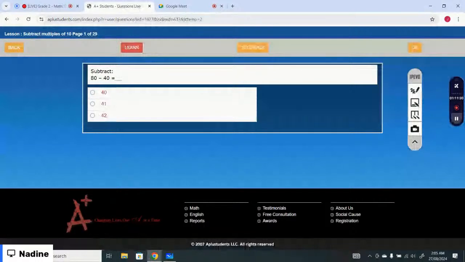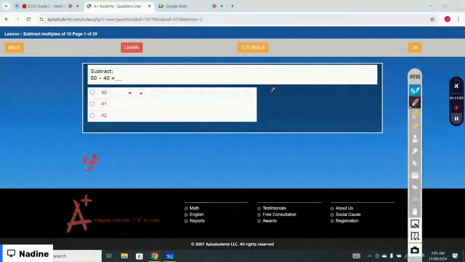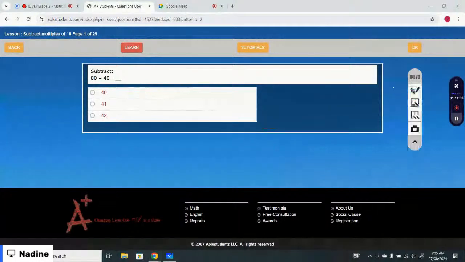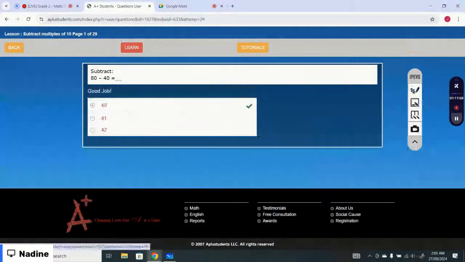Okay, the first one is subtract 80 take away 40. So you can see with both the numbers you have only one zero, right? They have the same number of zeros, so that is easy to subtract, just write them down one above the other. So 0 take away 0 is 0, right? Then you have 8 take away 4. So 8 take away 4 is 4. So 80 take away 40 is 40. Option number 1 is the correct option.